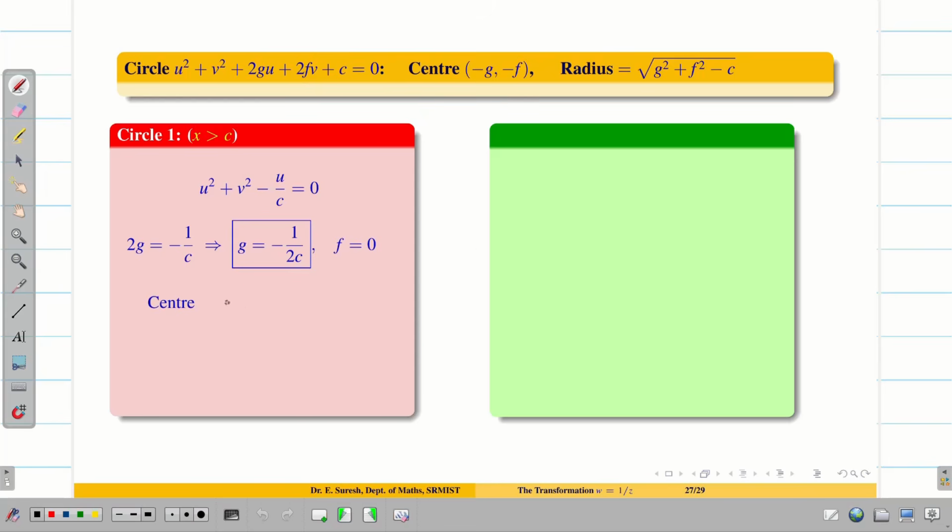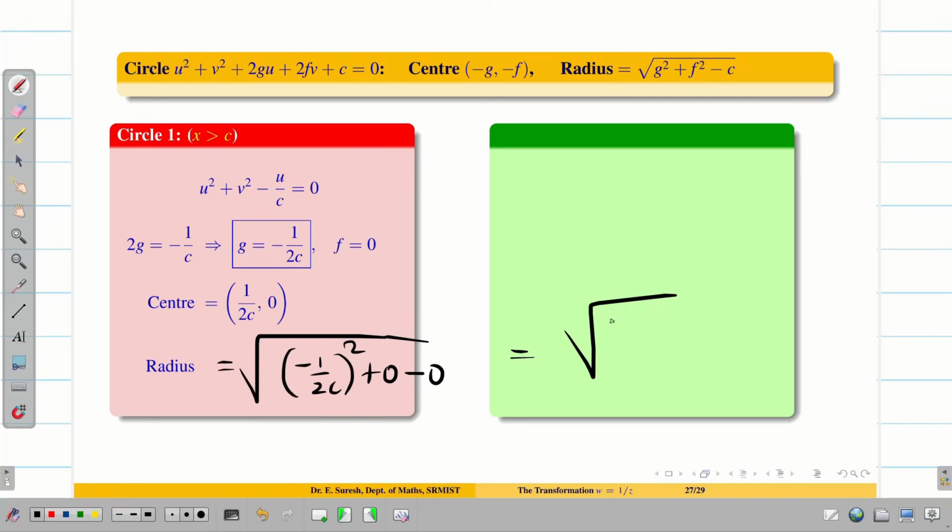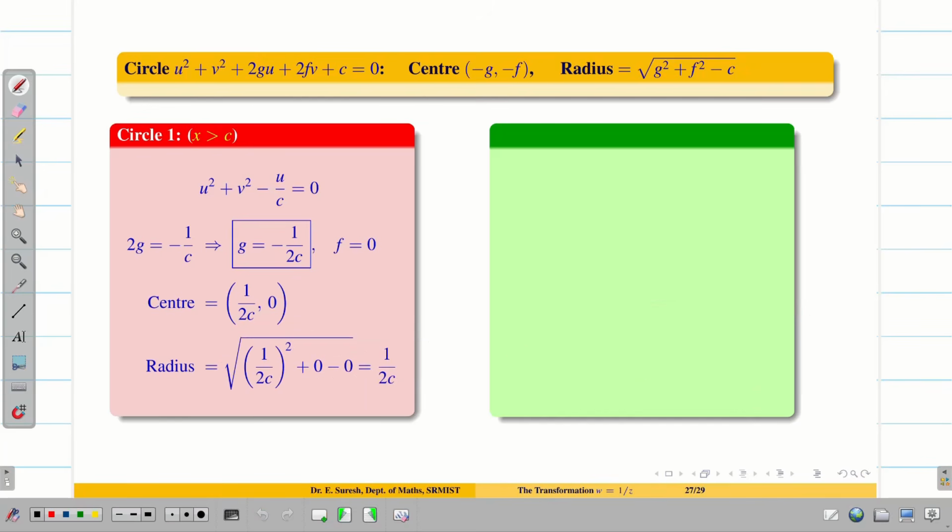Next, we have to find the center minus g comma minus f. My g is minus 1 by 2c. So minus g is 1 by 2c comma 0. Next, the radius: g square, so minus 1 by 2c whole square. F is 0. Constant is 0. So we get square root of 1 by 4c square. Taking square root, we get 1 by 2c. Since r is positive, we have to take only the positive value. This is my radius. Next, we have to go for the second circle.